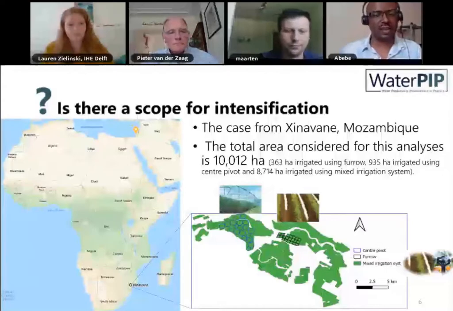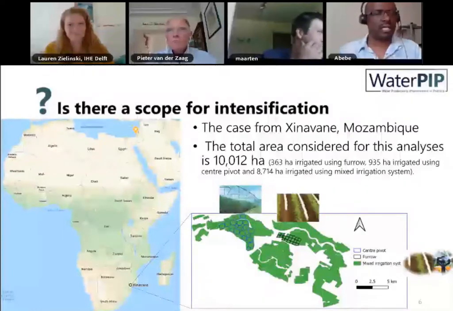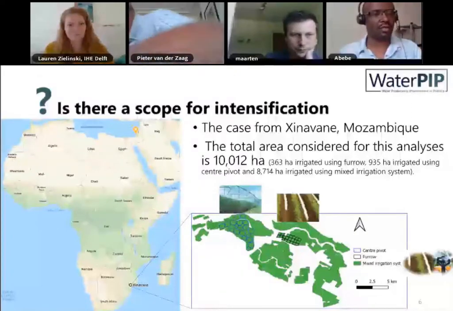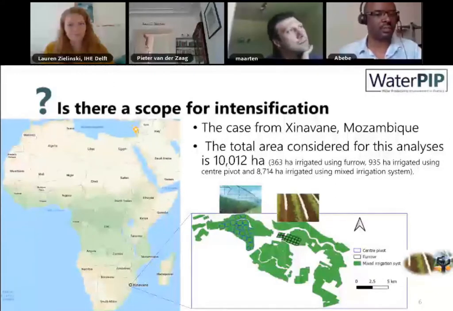And in this area, three irrigation methods are predominant: sprinkler, furrow, and center pivot. So the question is, is there a scope to intensify within this area, which is Sinavane? This area has almost the same agroclimatic zone. It means that the potential to increase within the climate limit is comparable and also possible.